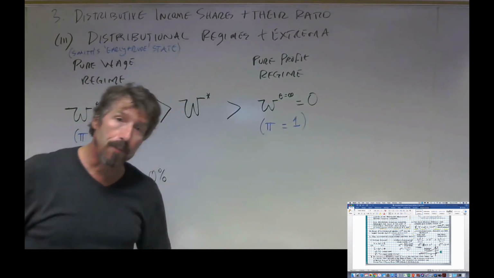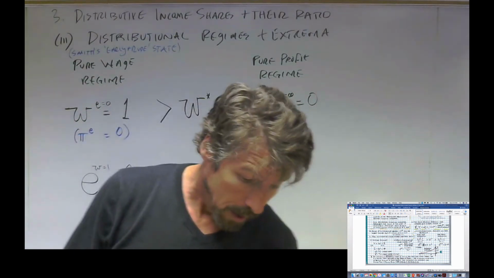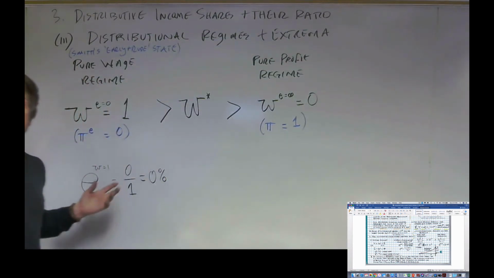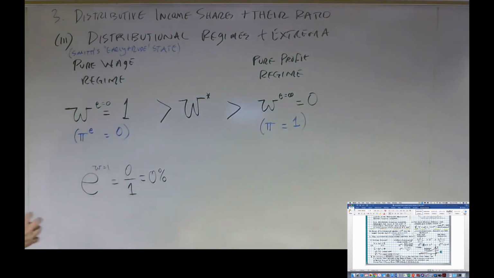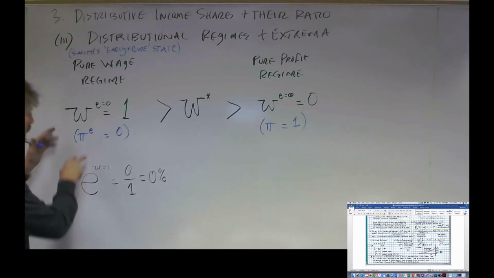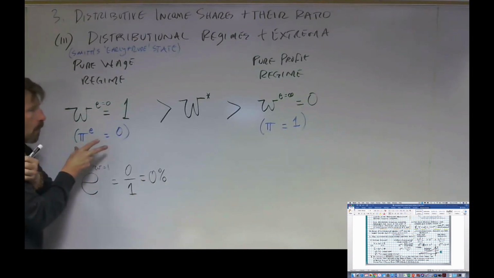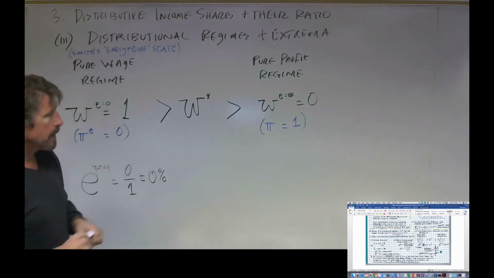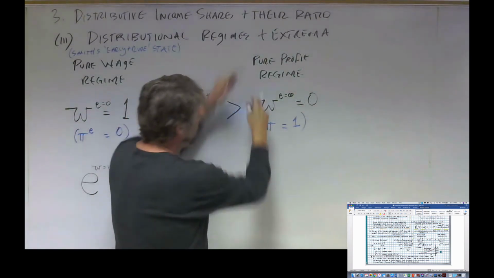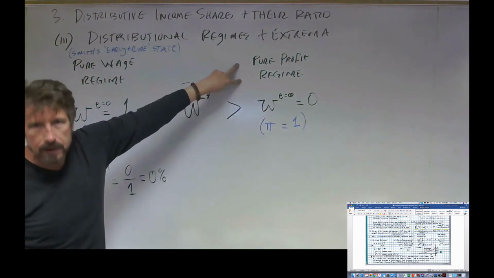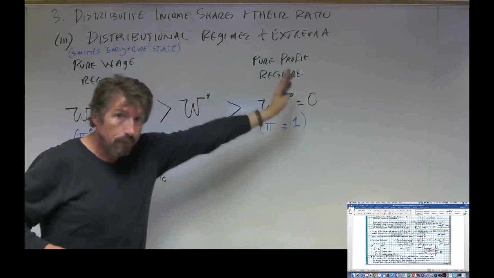You have a net output, but you don't have a distributed as profit. Anyway, the wage share is equal to 1. The rate of exploitation is equal to 0. And then at the pure profit regime, this is Sraffa's maximum rate of profit regime.